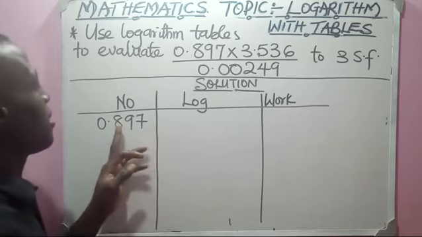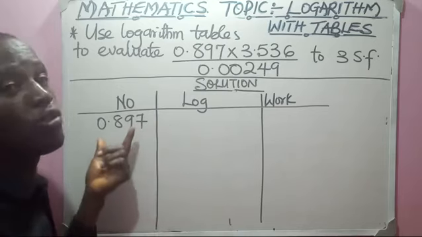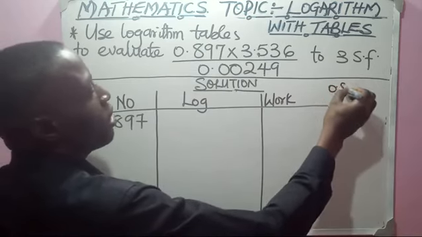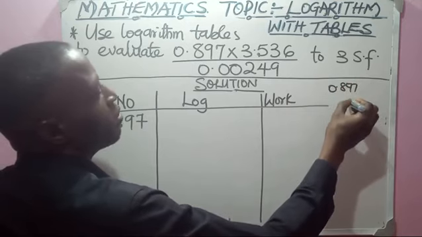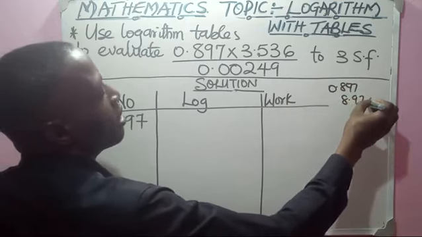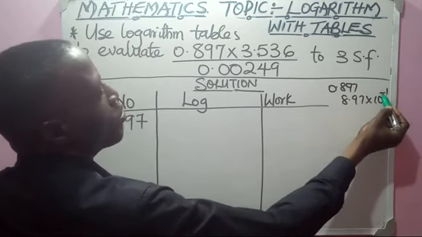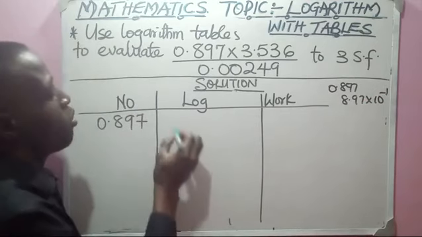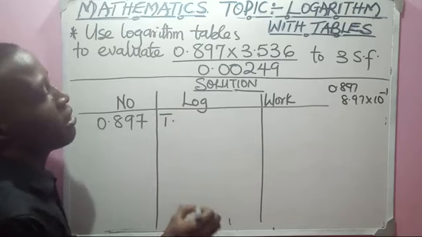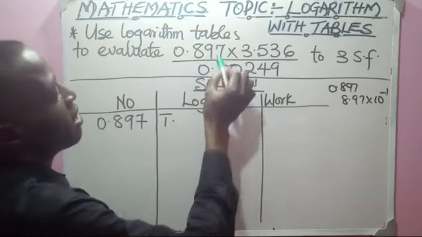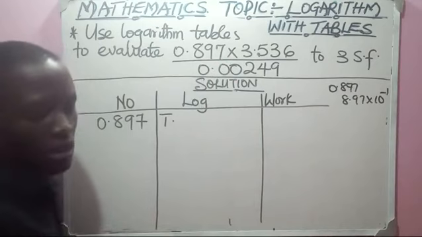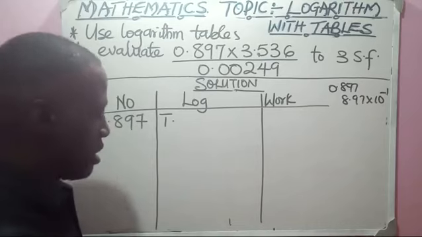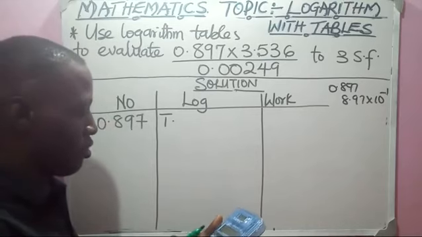But how do I get the characteristic is to change this value to standard form. Therefore, 0.897 is the same thing as 8.97 times 10 raised to the power minus 1. So this minus 1 is my characteristic. But in logarithm, instead of saying minus 1, we'll call it bar 1. Bar 1 point. We'll read 89 under 7.